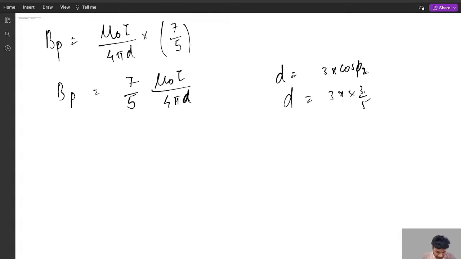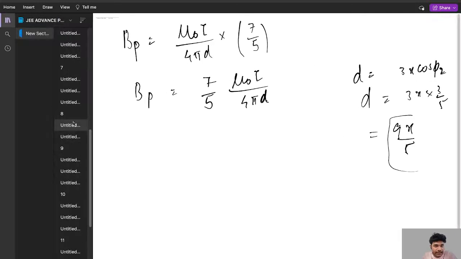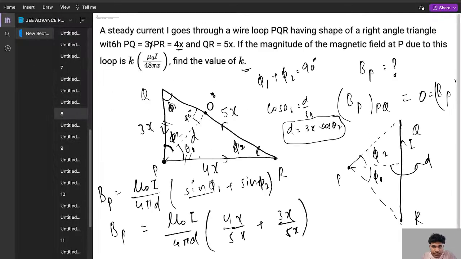I think it's correct. Please once check the calculation error. From here I get 9x upon 5. Is it correct? Please check the calculation. I think it's 4x, right? Am I doing something wrong?